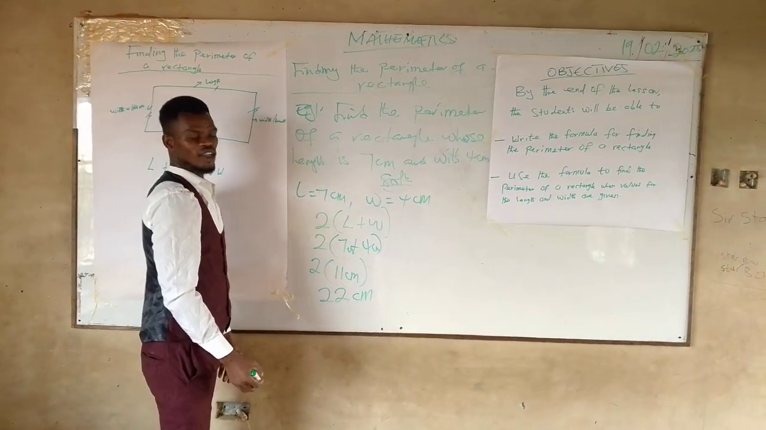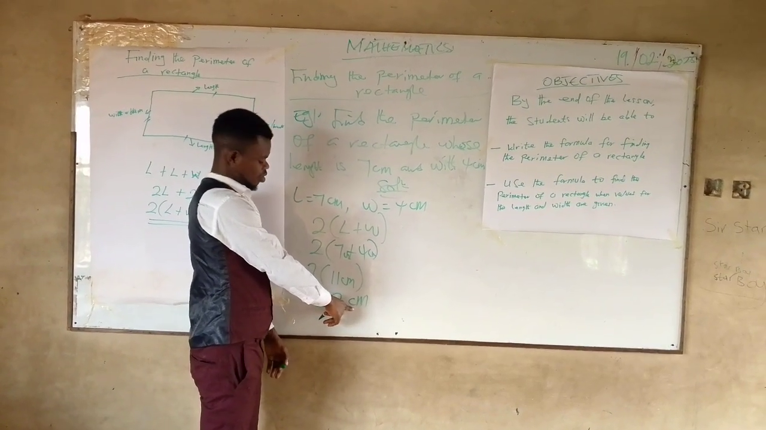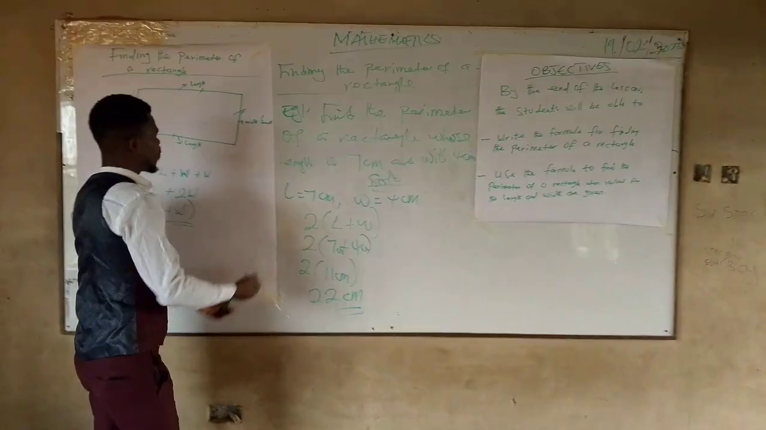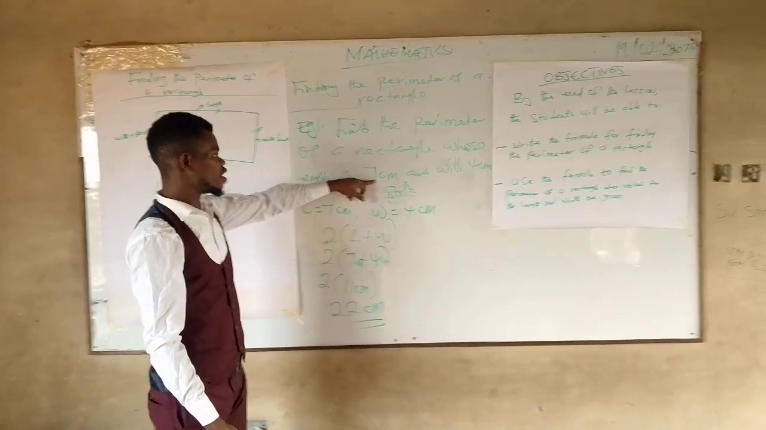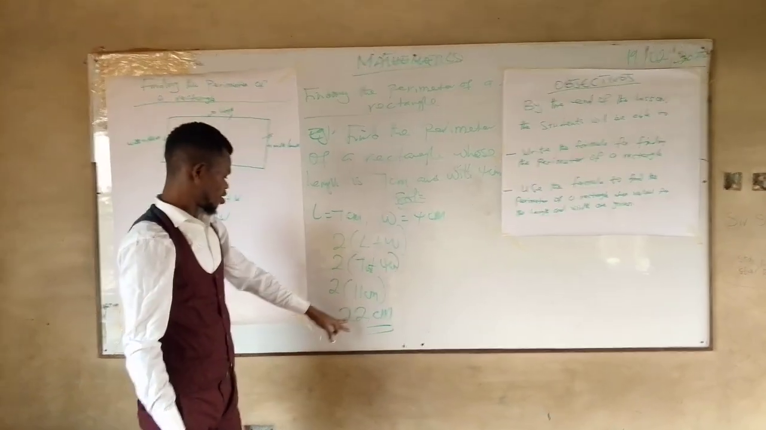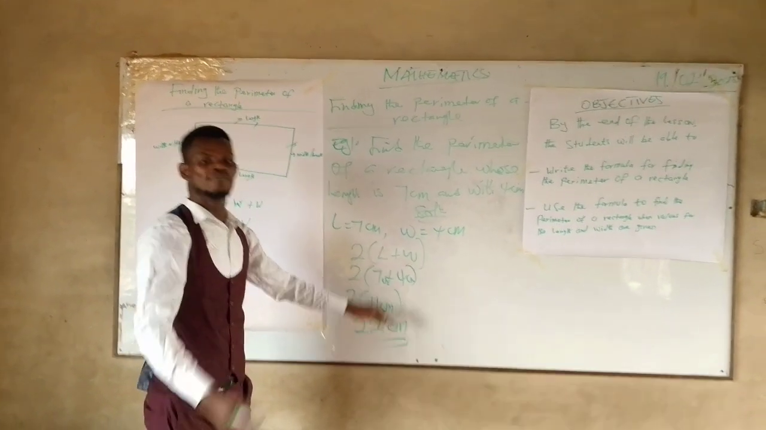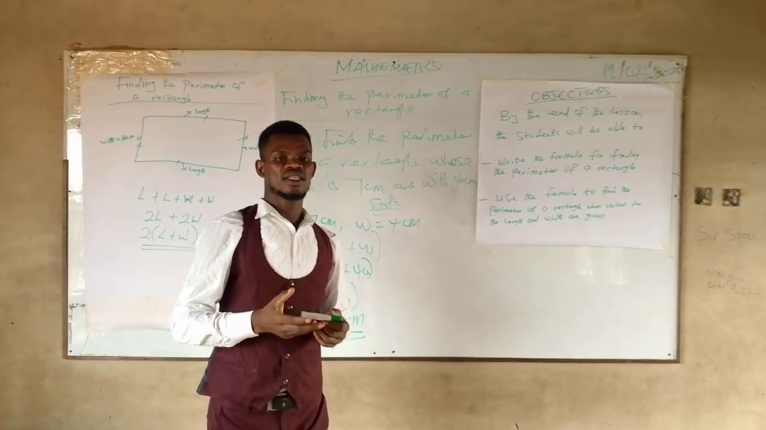centimeters. Remember to bring the unit because the unit is very important. So now the perimeter for the rectangle, whose length is 7 centimeters and the width 4 centimeters, is 22 centimeters. So this is where time will permit us for today's lesson.